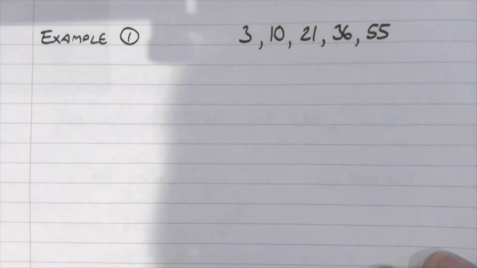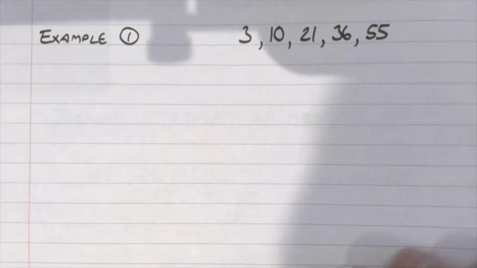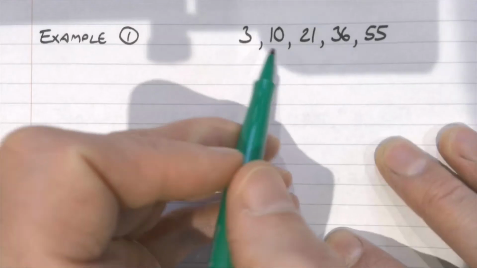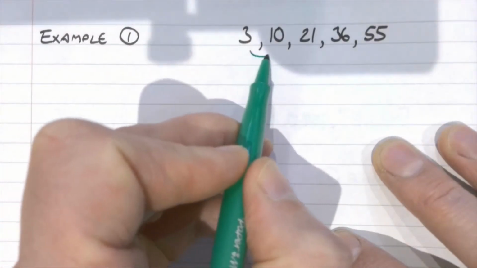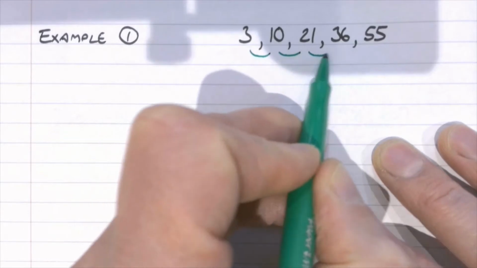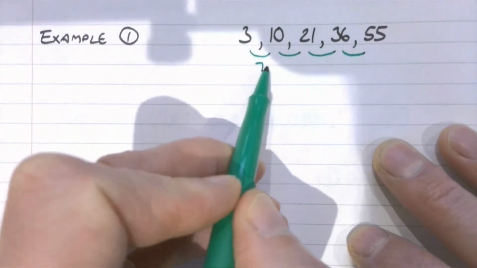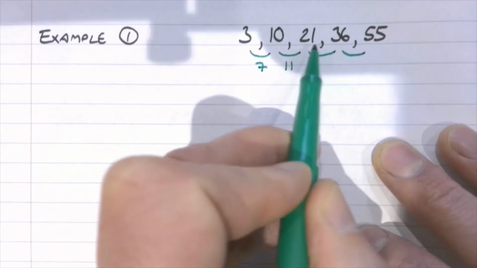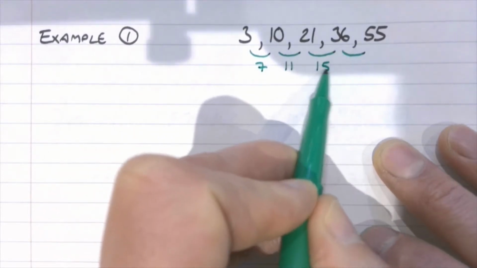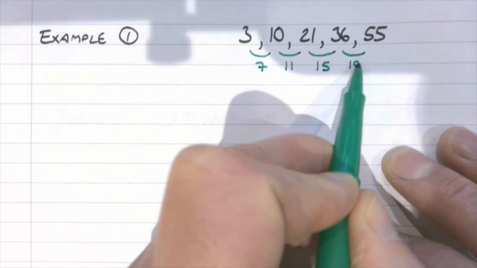So we're going to be looking at finding the nth term in a quadratic sequence here. A bit like when we're finding the nth term for a linear sequence, the first thing we need to do is find the differences between each of these terms up here, okay? So what are we doing? We're adding 7, we're adding 11, we're adding 15, and we're adding 19, okay?